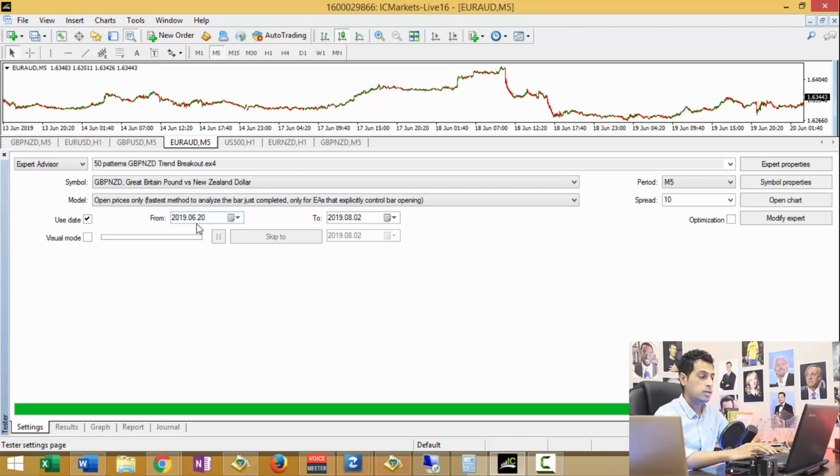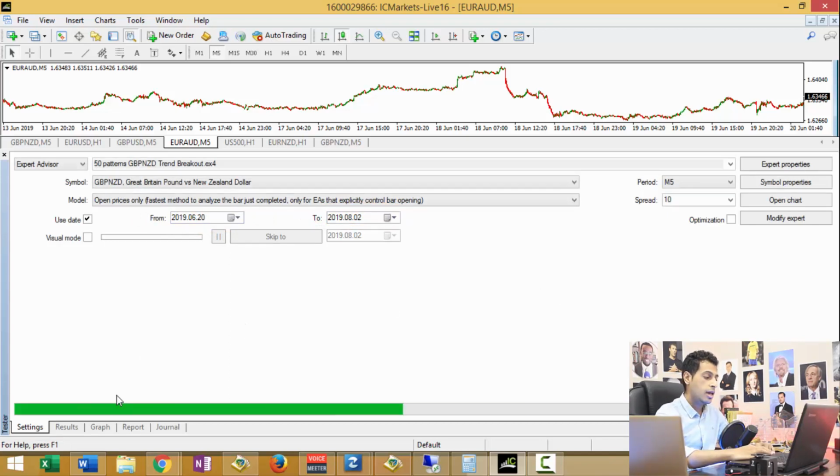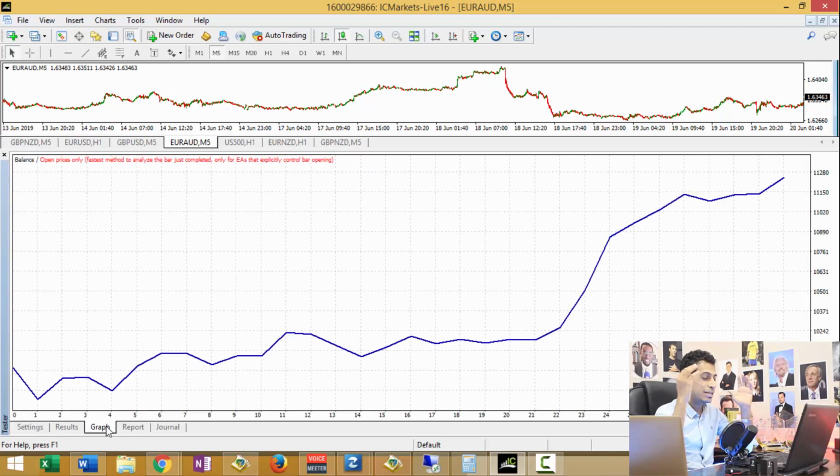The first system we are going to check is the 50 patterns bond US yield trend breakout, and it is trading in the bond US yield pair in the 5 minutes time frame. So we are going to see the live forward test from that date, from June 20 all the way up to today, August 2nd. And let's start. And here is the performance.